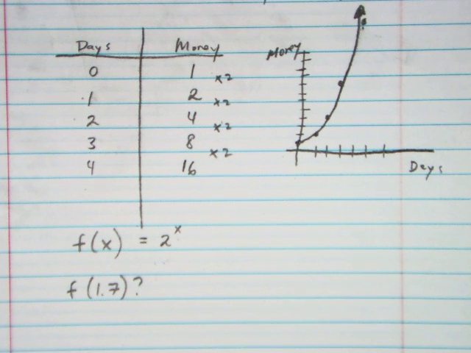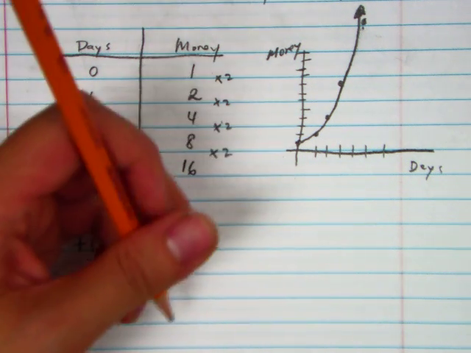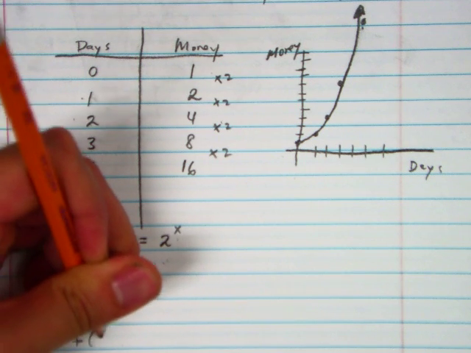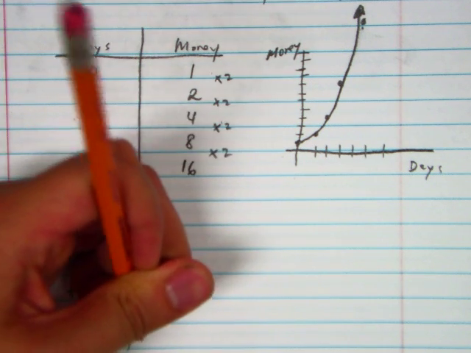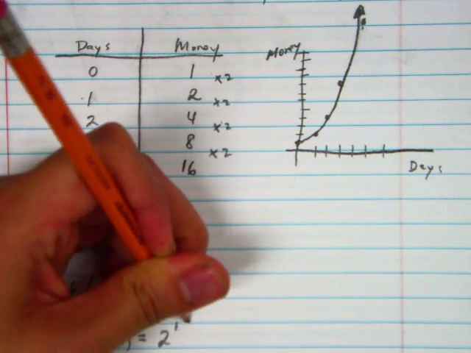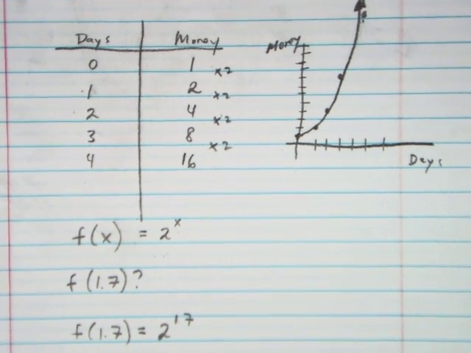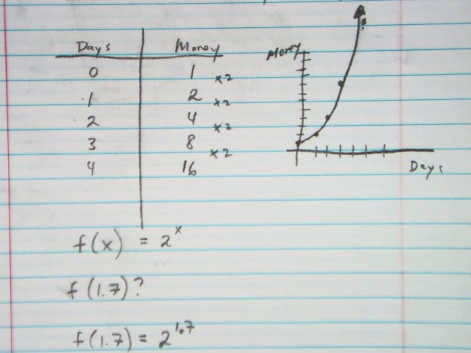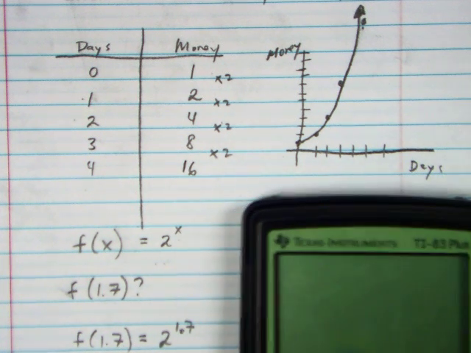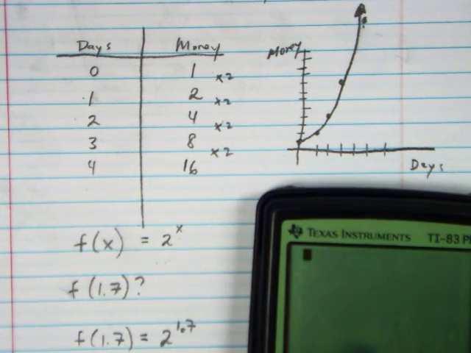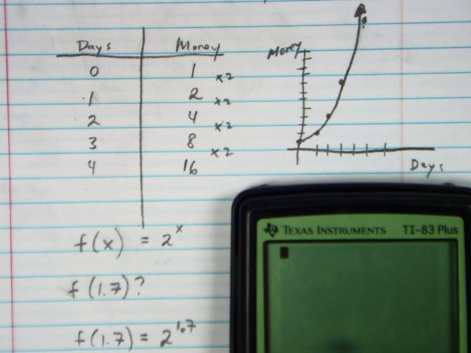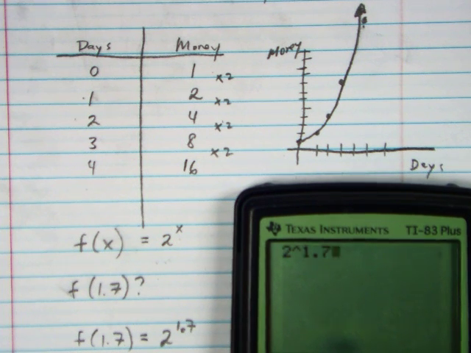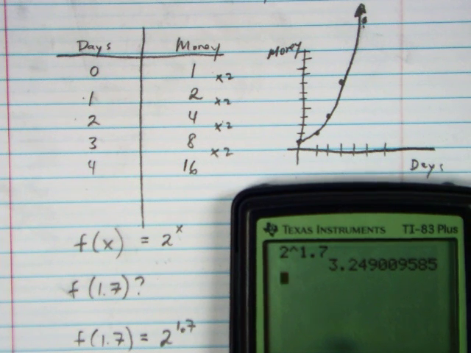This is actually possible. All we do is say f of 1.7 equals 2 to the 1.7 power. This is possible. You can have an exponent that is a decimal power. If you want to get some intuition on this, we're going to type in 2 to the 1.7th power. And we can see here it's about 3.25.